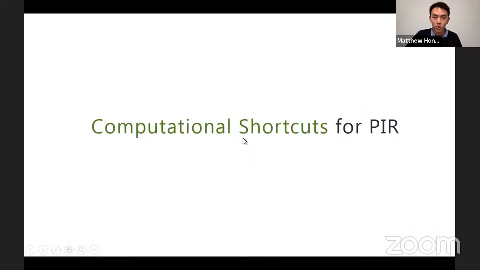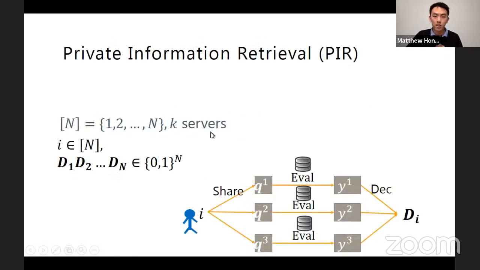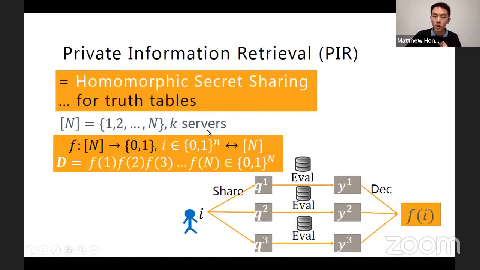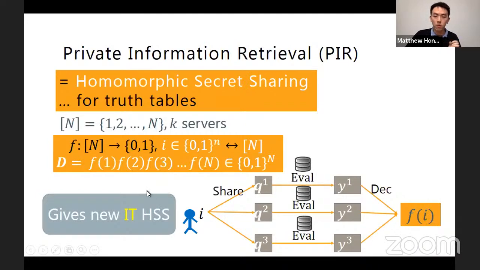Yeah, so before we introduce the notion of computational shortcuts, let's view PIR in an alternative homomorphic secret sharing view. So actually, PIR are homomorphic secret sharing, which are secret sharing that supports evaluation of an arbitrary function. But this function is represented by a truth table. So you can view the database as a truth table of a certain function and apply PIR to it. And this way, the client can retrieve the function evaluated on the private input i. This will give us a natural way to construct new information theoretic homomorphic secret sharing. And given that there are relatively few homomorphic secret sharing in the literature, this is a valuable approach.